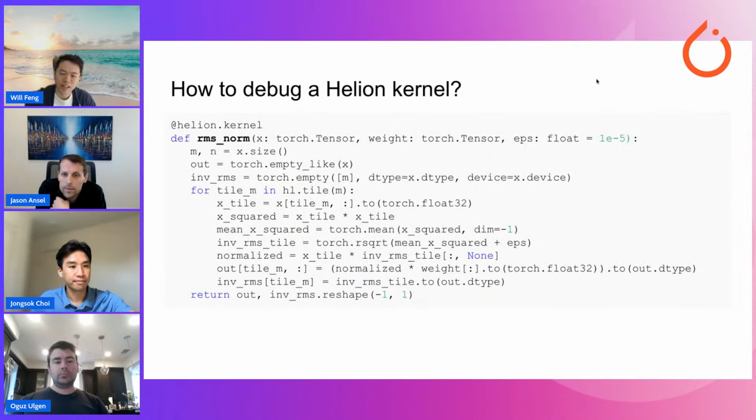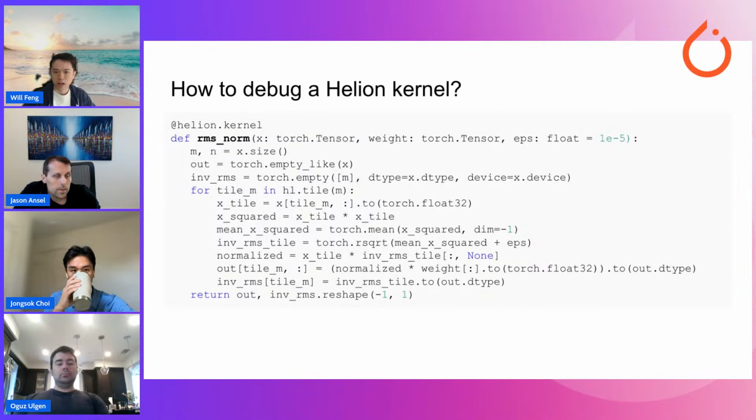Cool, sounds good. So next I'm going to talk about how to debug a Helion kernel and how to deploy a Helion kernel in production in general. Let's start with an example here, an RMS norm kernel. Once we have followed the algorithm and written the kernel, we might be wondering whether our algorithm is correct, whether it's producing the right numerics and so on.